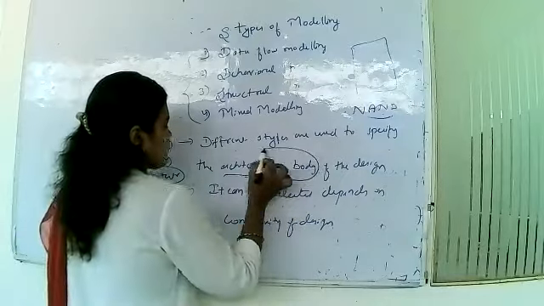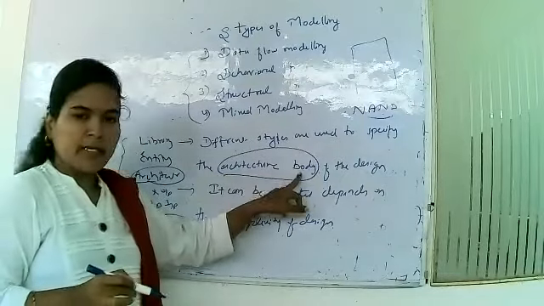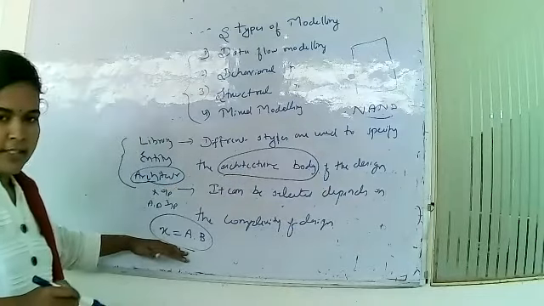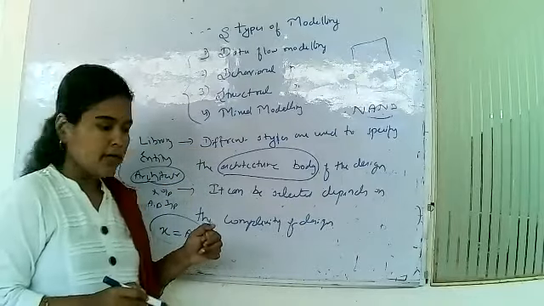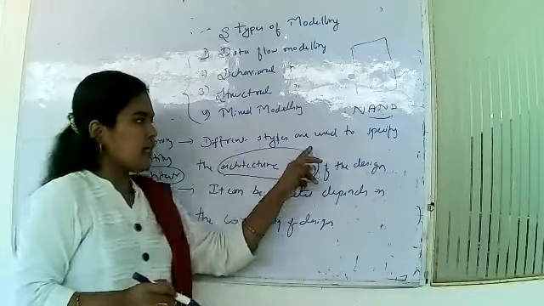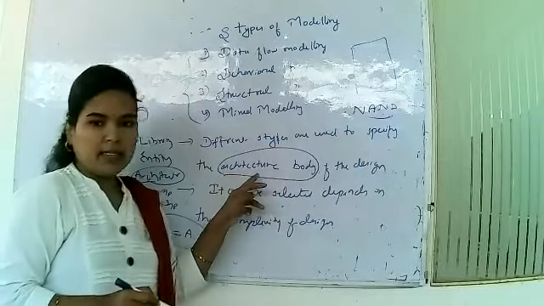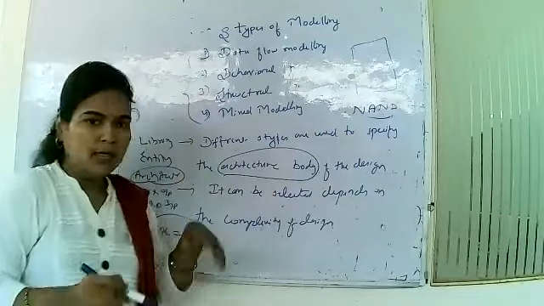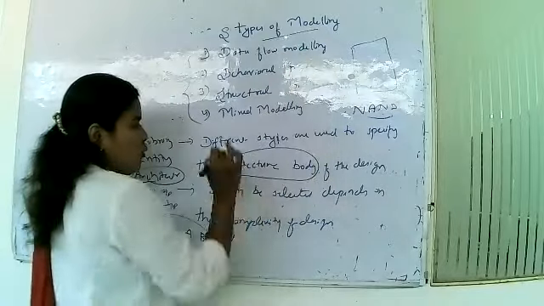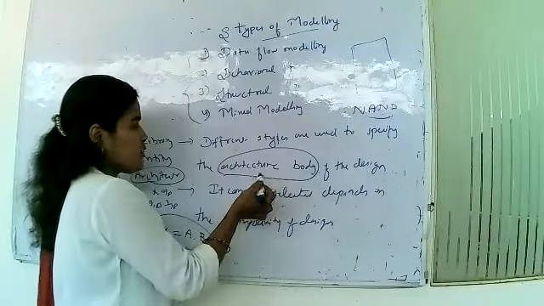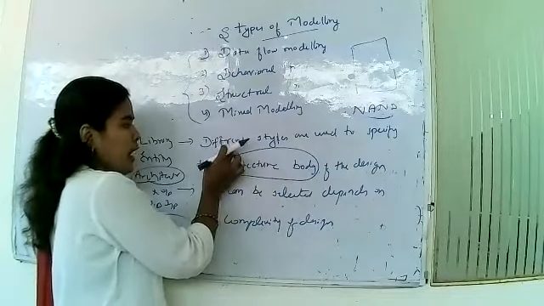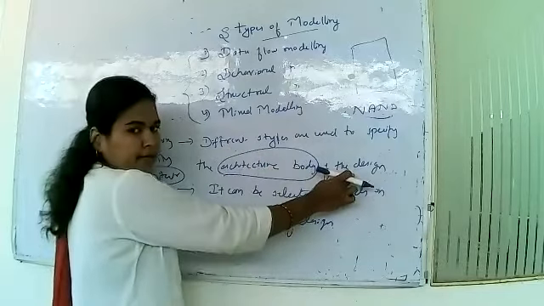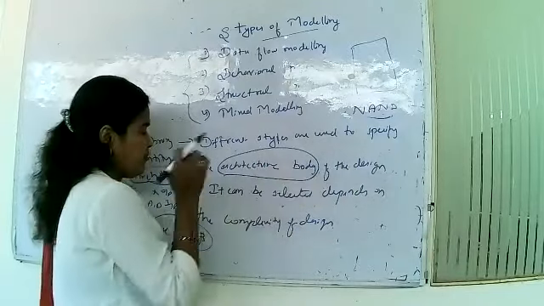So here the architecture body is there. To specify this architecture, you have different styles. Okay, did you understand this? So, different styles are used to specify the architecture of the design. That is the different styles of modeling. Why are there different types? It depends on the architecture body. You may choose any style according to your design, according to your architecture body.